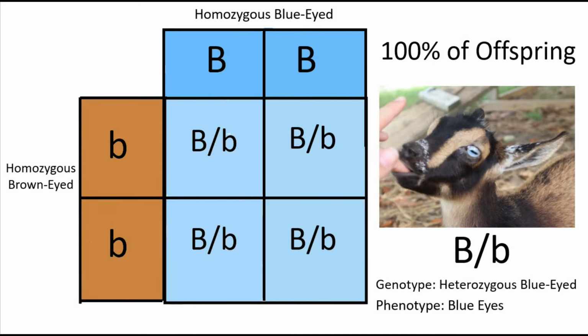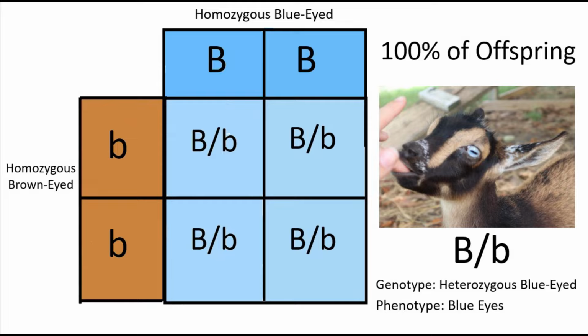The third pairing is a homozygous blue-eyed goat bred to a homozygous brown-eyed goat. From this pairing, 100% of the offspring should be heterozygous for blue eyes, with a genotype of capital B/lowercase b. If any of these kids do not have blue eyes, that means that either the blue-eyed parent was heterozygous, not homozygous, or one of the parents was incorrect.